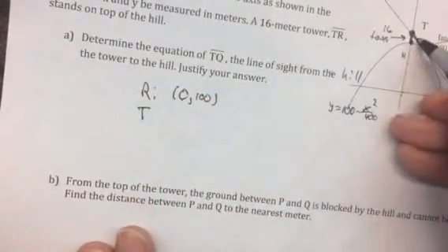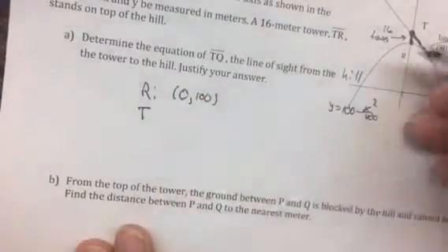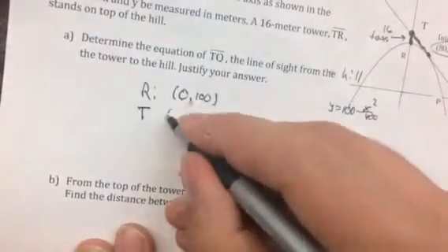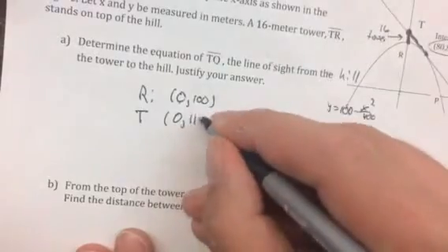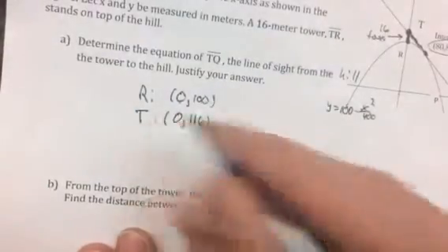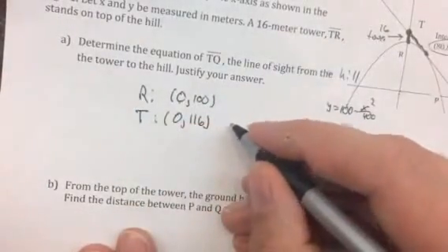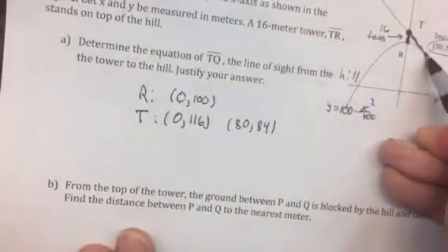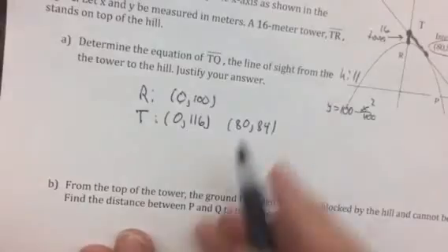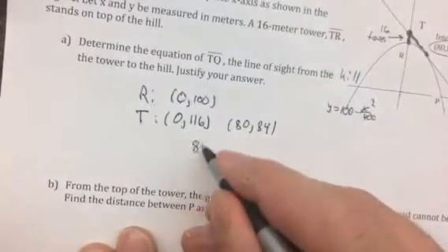That's not a point on the tangent line. The tangent line point is T, but I know that this distance is 16. So it's 16 straight up from T. So it's 0, 116. That's point T. And so I can use that point along with the other point, the point of intersection. These are 2 points along the line. And from Algebra 1, I can find the slope of the tangent line.